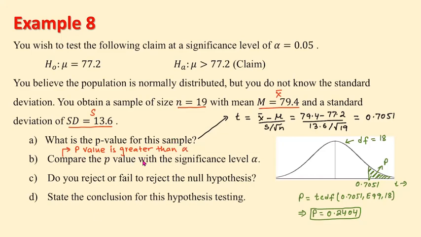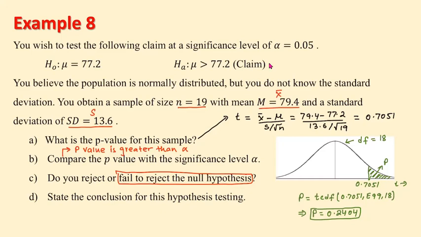Now, since p is greater than alpha, do you reject or fail to reject the null hypothesis? In fact, we fail to reject the null hypothesis, because p is greater than alpha. P greater than alpha suggests that we fail to reject the null hypothesis. So that means we are not rejecting the null.